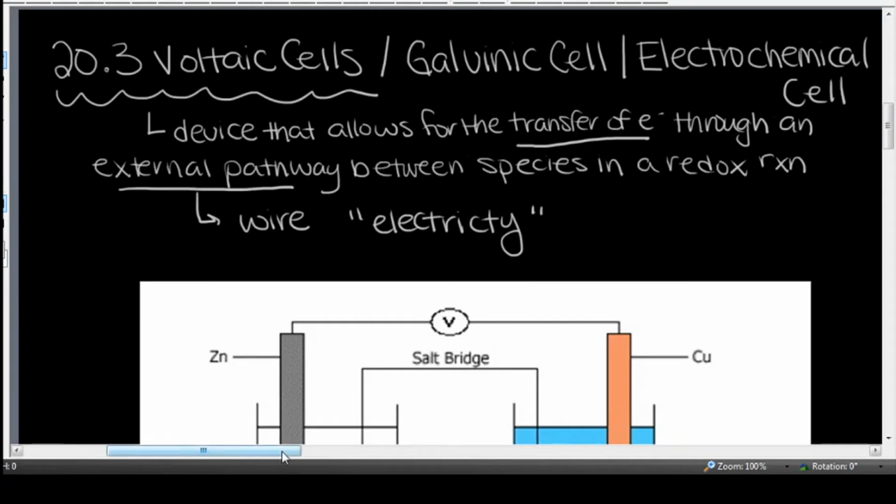And the way that we get this transfer of electrons to happen spontaneously, so that's the other key thing here about voltaic and galvanic cells, is these are spontaneous reactions. There are other types of cells that are not spontaneous that we actually have to make occur. But voltaic cells and galvanic cells are characteristically spontaneous. And so the question is, how do we get electrons to transfer spontaneously from one species to another? We have to take advantage of something called reduction potentials.